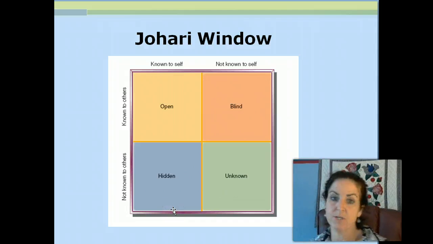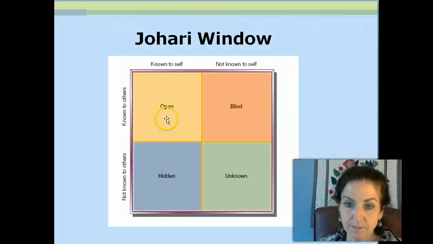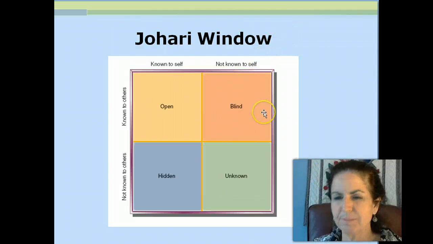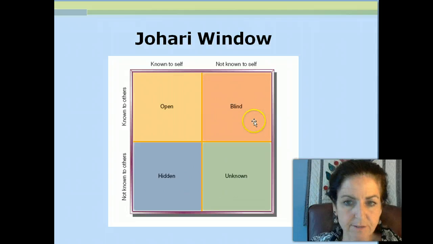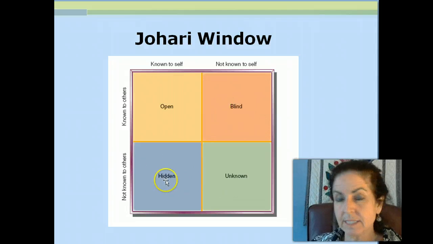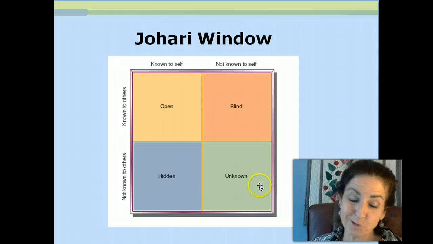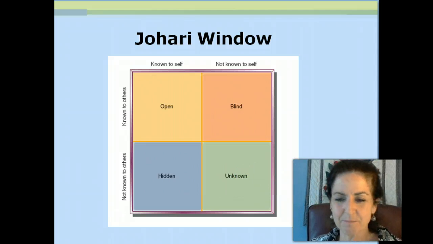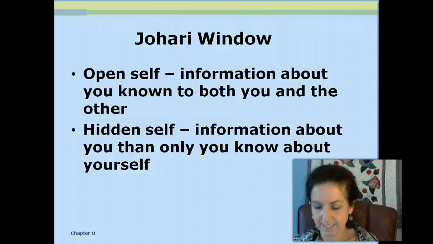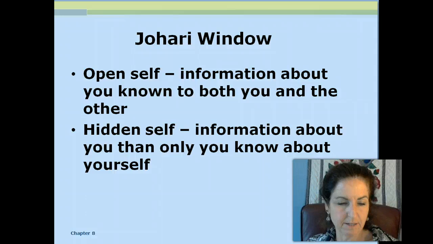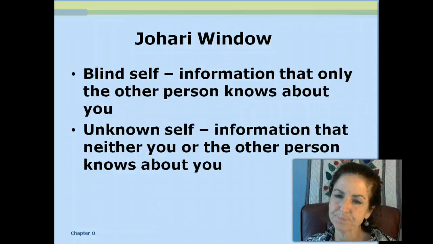If there is information that you know and I know, it's in the open. If there is information that I'm unaware of, but I've disclosed to you or you figured out, that would be information I'm blind to. Secrets I have would be hidden. The unknown category we actually don't know exists. We merely assume that it does. Here are all of those explained and defined, and you can go to the textbook for detail on that.